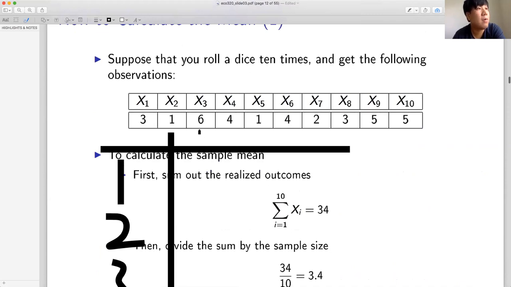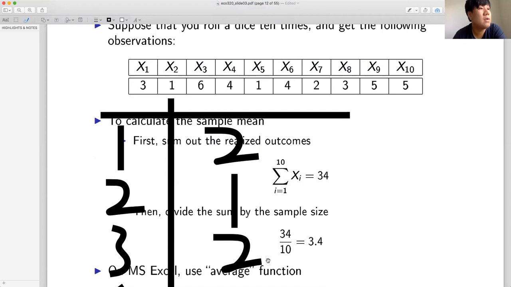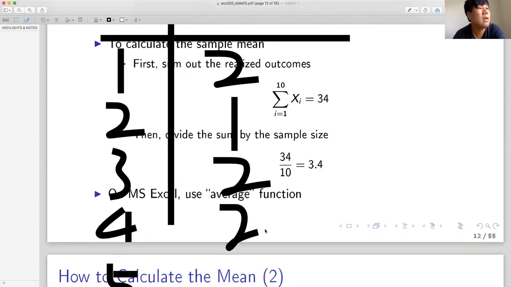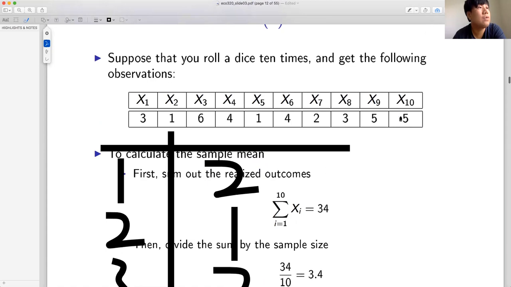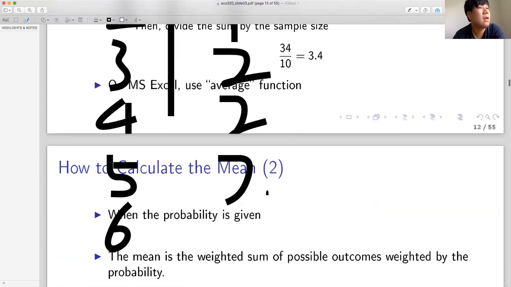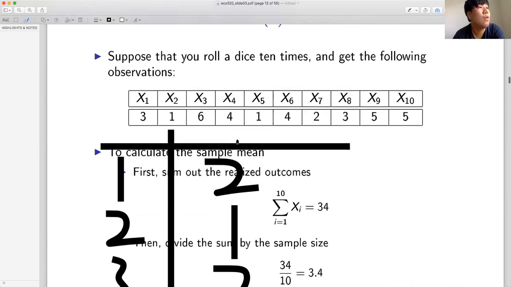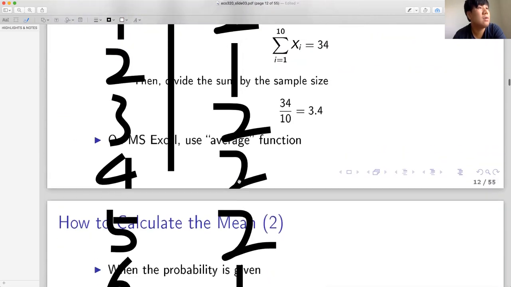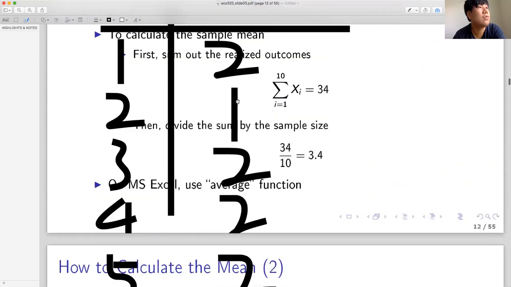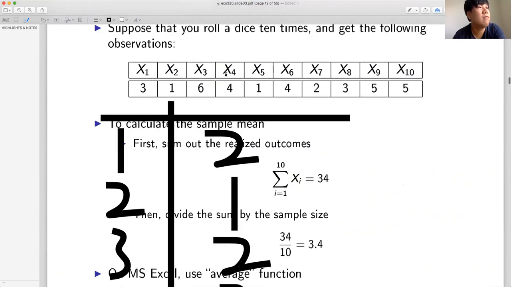Number 1 came up how many times? 1 and 2, so 2 times. Number 2 came up how many times? Only 1. Number 3, how many times? 2 times. Number 4 came up 2 times. Number 5 came up 2 times. And number 6, 1 time. Is the summation 10? Yes, 2, 2, 2, 2, 1, 1, so 10. So we have the frequencies.